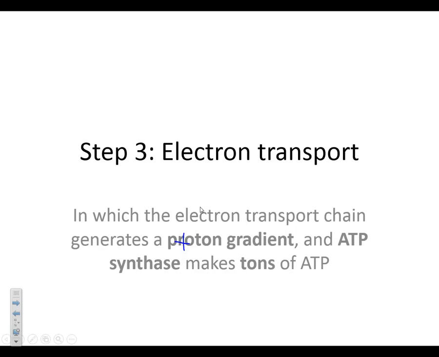Yeah? Right? So what about the charge on electrons? Positive? No, negative. Yeah, good. So electrons are negatively charged, protons are positively charged. The electrons in the electron transport chain create a proton gradient. Okay? Guys good? And then ATP synthase, what does it do? Makes ATP. It makes tons of it, and we'll see how that's done.